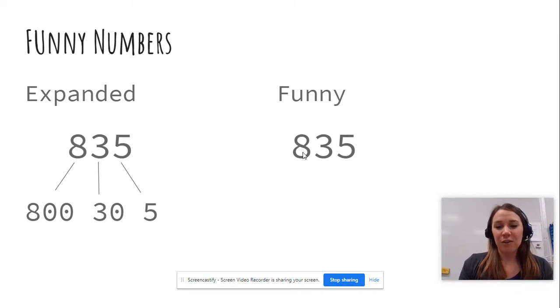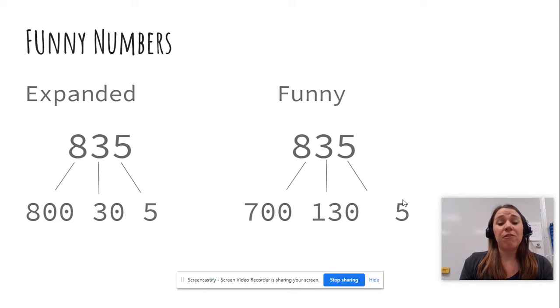So if I took 100 from 800, I'd get 700. And if I gave it to the tens place, 30 would become 130 because it gets the extra 100. And 5 would still be 5. But if 5 wasn't enough, I'd have to take a 10, give a 10. One less 10 than 13 tens is 12 tens. So 130 would change into 120, or 12 in the tens place. And your 5 would become a teen to become 15. So its funny number is 700, 120, 15.